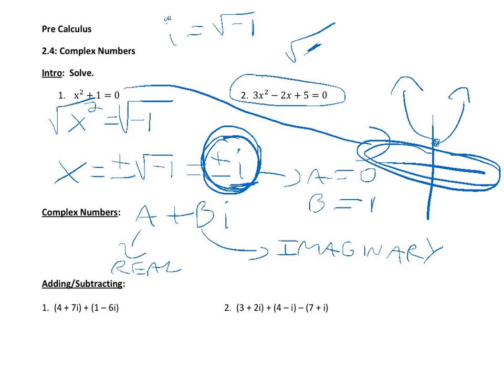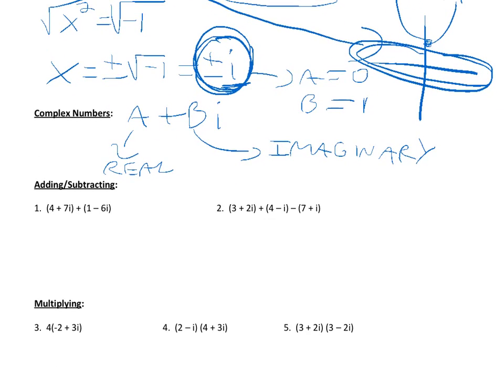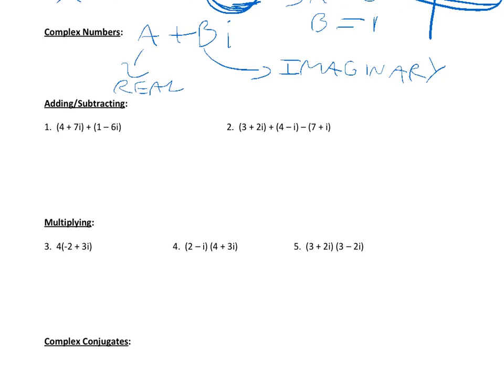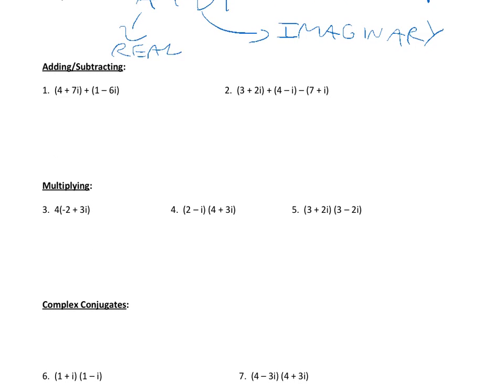Alright, so let's see here. We're going to go over some basic operations with complex numbers, and a lot of this is real easy. If we add, subtract, or multiply, which is what we're going to do next, we're really going to treat the i as if it's just a variable. So if I add or subtract, I can only add the like terms.